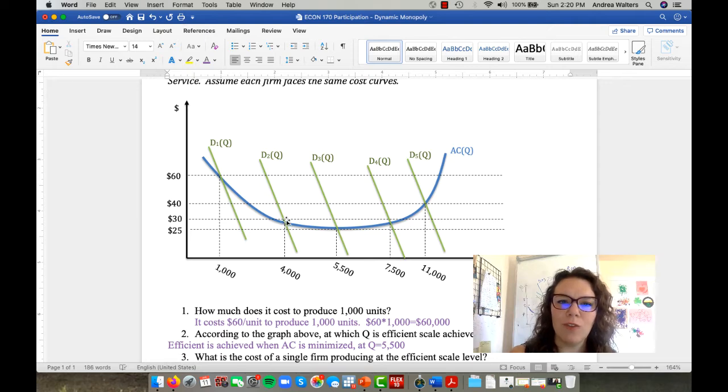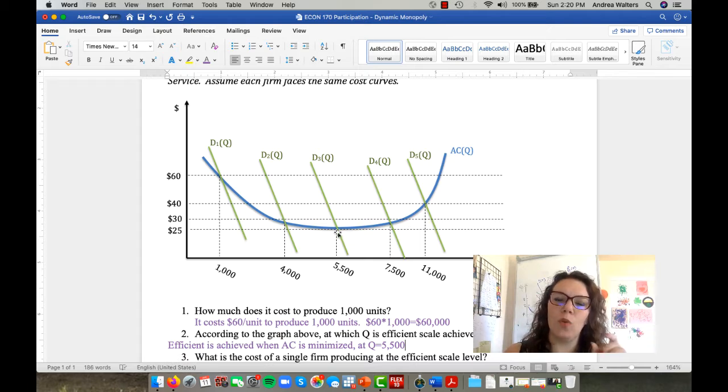But you can see here at a quantity of 4,000, costs are still falling. And then over here at this quantity of 7,500, average costs are rising. And so those are not efficient scale points, right? Here's where we have economies of scale. Scale economies persist, and we can lower costs and maximize welfare by having one firm produce this quantity, right? Having an individual firm increase production.